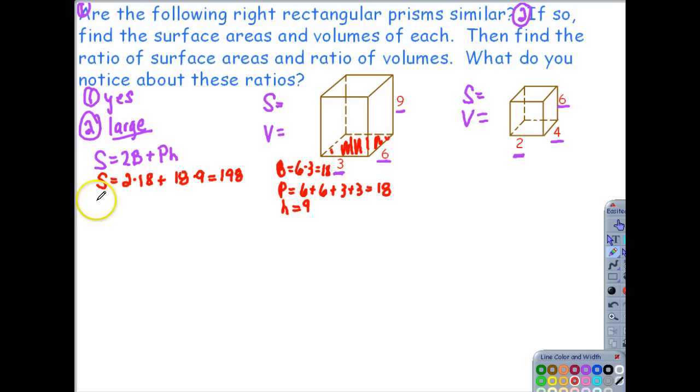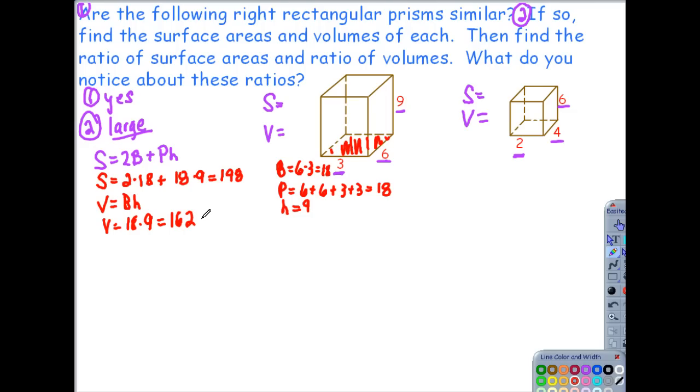Now let's find the volume. Volume is a little less complicated. To find the volume of a right rectangular prism, we do the area of the base times the height. We already found the area of the base, so we do 18 times 9, which is 162. That's essentially what we're going to do on the other one.